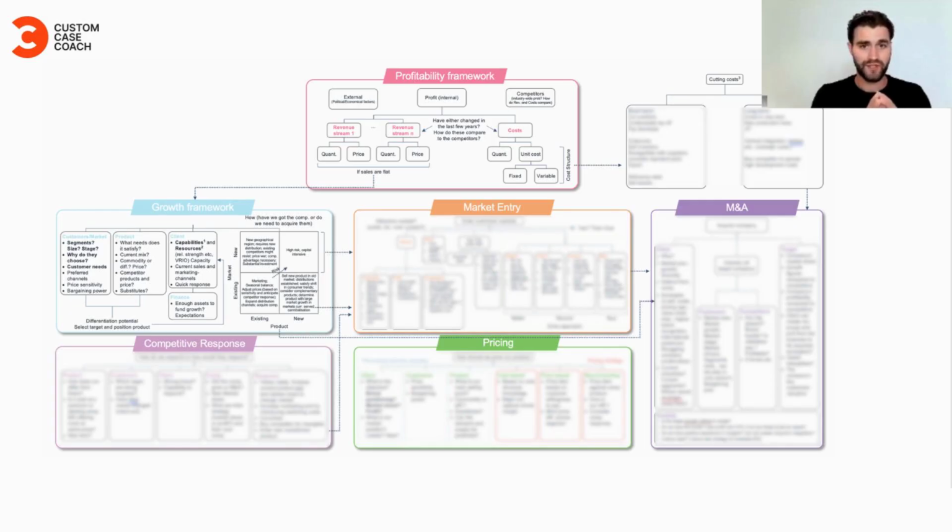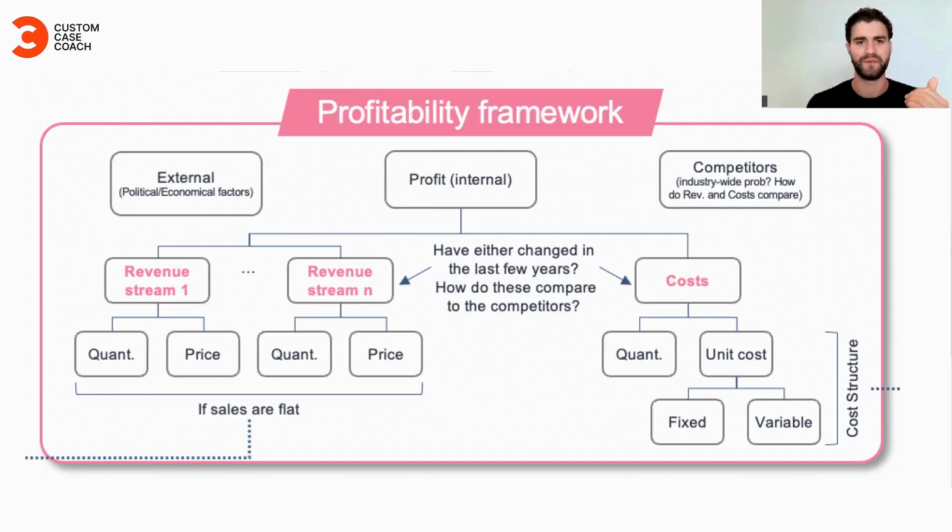So, let's jump in. But remember, what you're learning here is number one, how to think about these different case types. And number two, how they actually connect to each other and how they can flow within each other within a case. So let's start off with the number one framework that we think of when we think of casing, and that is the profitability case type.